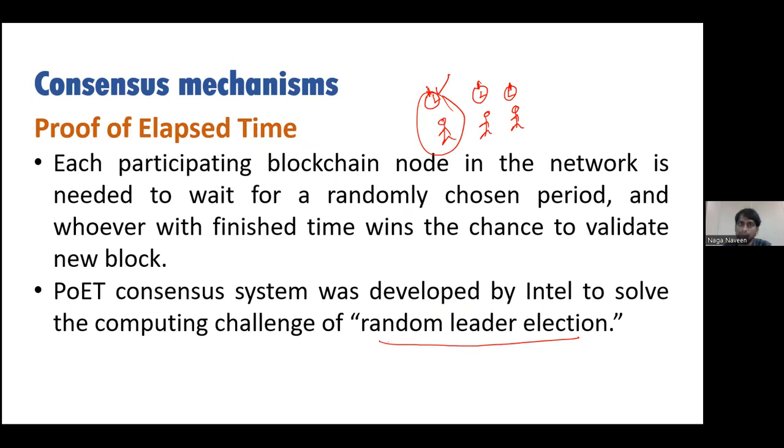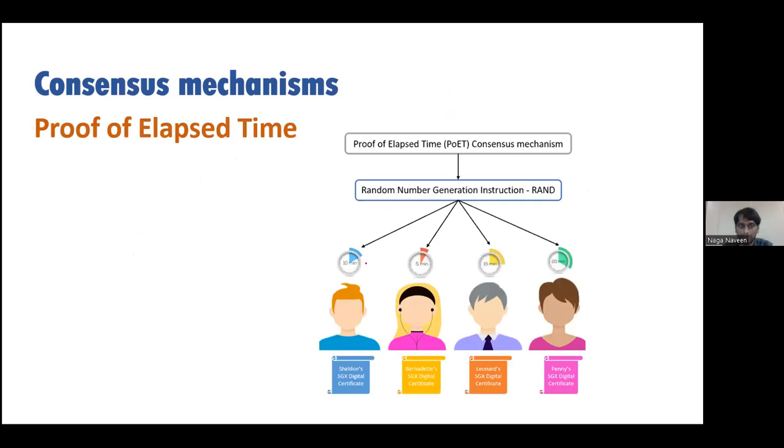Again, after validating, his countdown timer will start again. This proof of elapsed time consensus algorithm was actually developed by Intel to solve a computing challenge of random leader election. Next, similarly, as I told, this node will have some countdown timer.